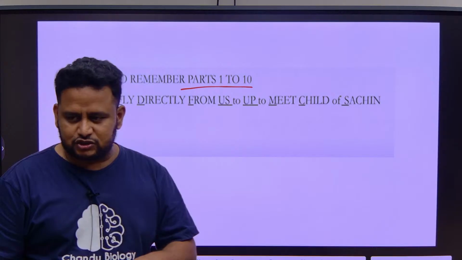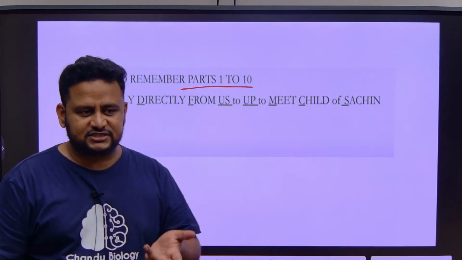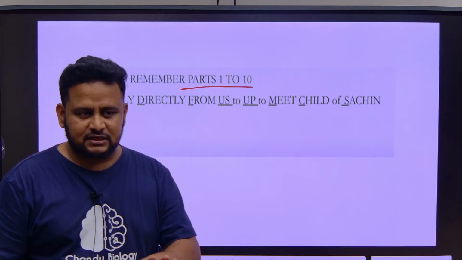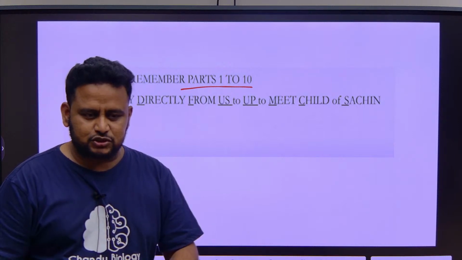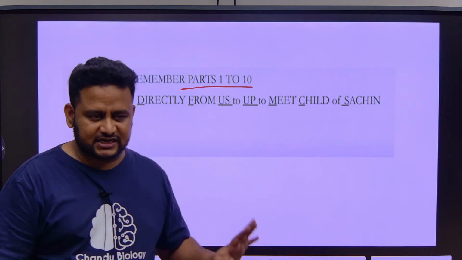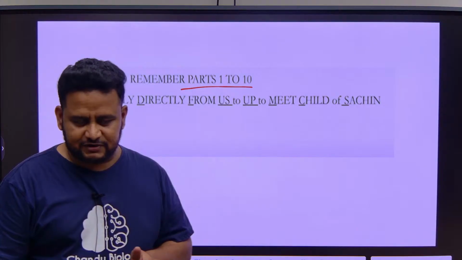In the original Constitution, that is the Constitution of 26 January 1950, there are 22 parts. But in the present Constitution, there are 25 parts. Now we are learning the 22 parts. The first 10 parts we already learned.